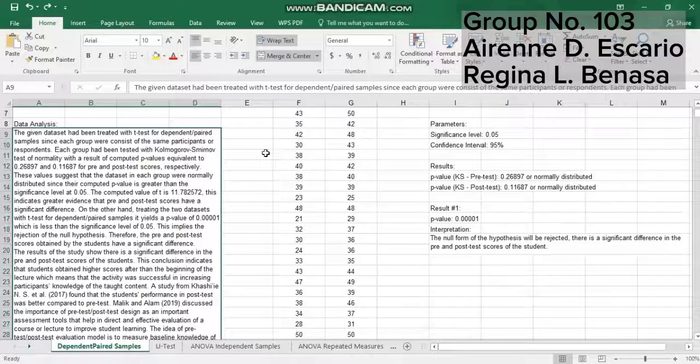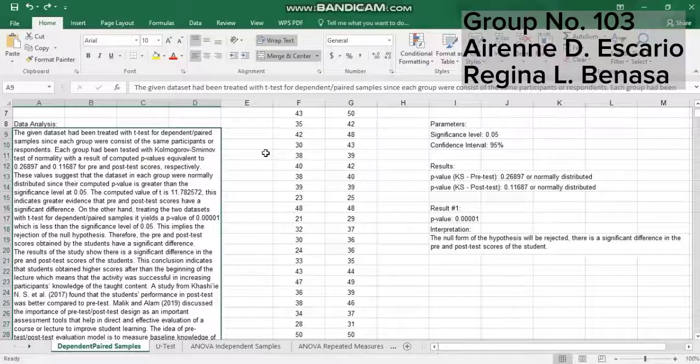These values suggest that the dataset in each group were normally distributed since their computed p-value is greater than the significance level of 0.05. The computed value of t is 11.782572, and this indicates greater evidence that pre and post-test scores have a significant difference.